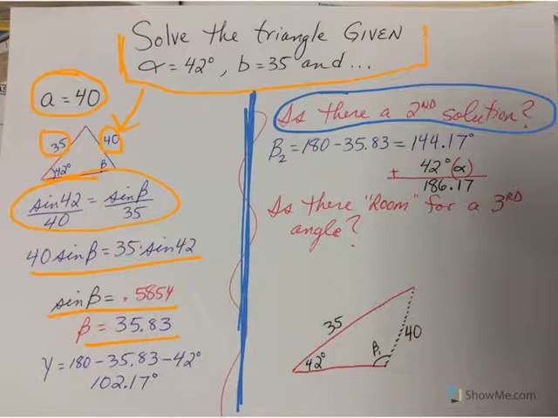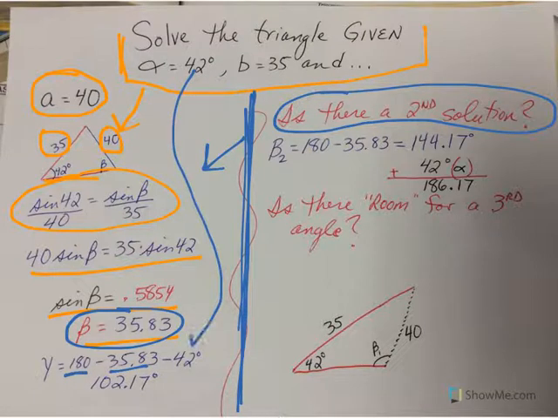Now, finishing off my first solution here, I just found beta. Now, with that beta, I take my beta here, I subtract that from 180, and I take my given alpha here. That means that gamma has to be 102.17 degrees. And with that, I can also find the C value, okay? And I can use the law of sines or even the law of cosines to find out the third side.